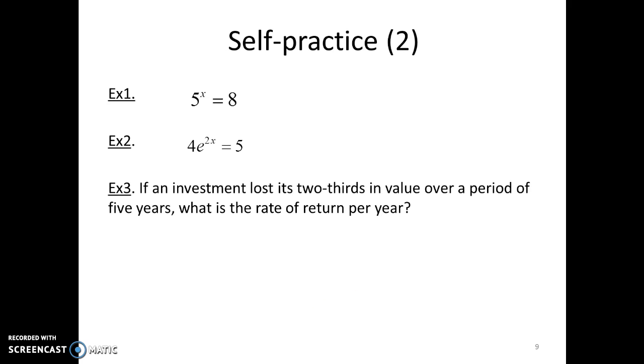Again, there are self-practice problems for you to attempt at home. And this is the end of our second topic.